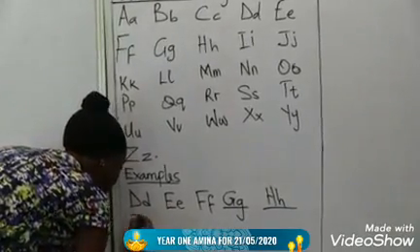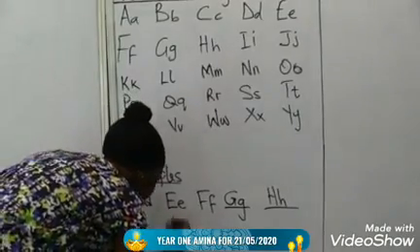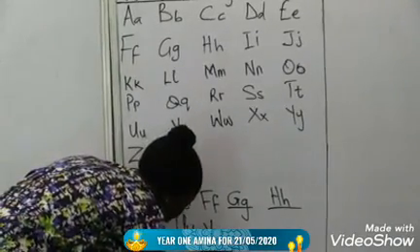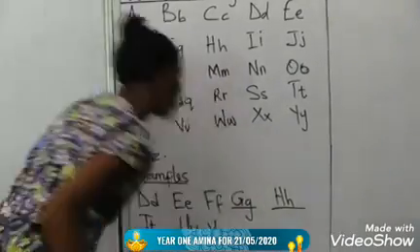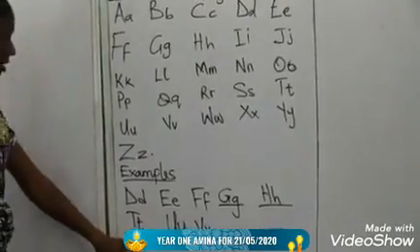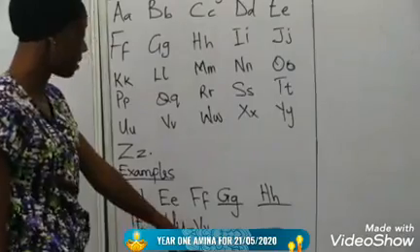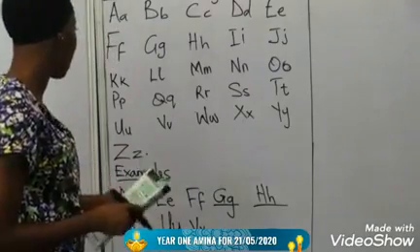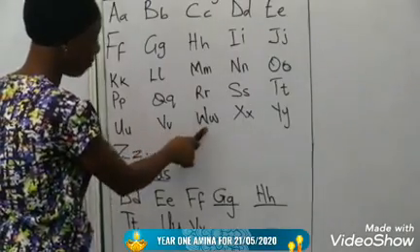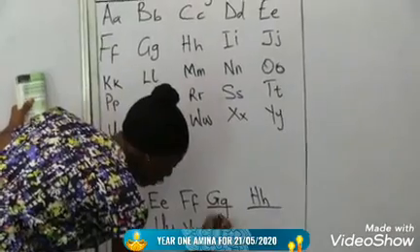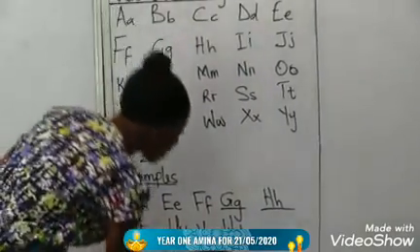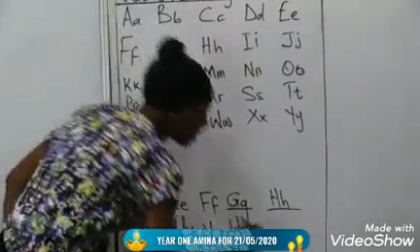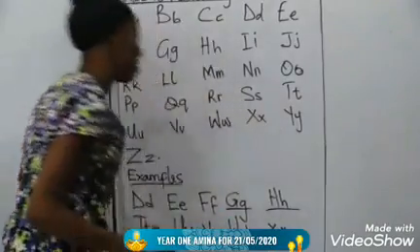Let's take another example. Like, we have the capital letter T and small letter T, capital letter U and small letter U, capital letter V and small letter V. After V, which letter again do you call? W, capital letter W and your small letter W. After your capital letter W and your small letter W, which other letter comes? Your capital letter X and your small letter X.